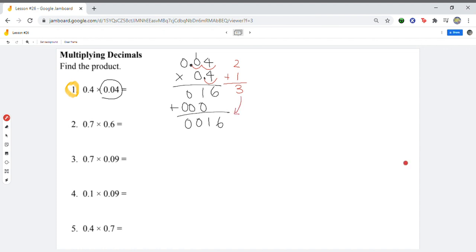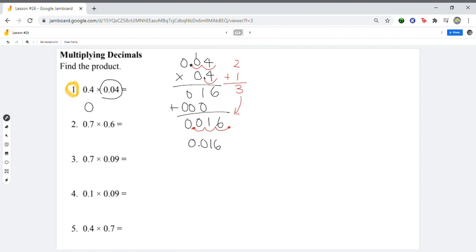So I'm going to have the decimal point over here. Right now, as of now, it's over here. And now I'm going to move it left 3 times because 2 plus 1 equals 3. That's how we're going to incorporate the 3. So once I move the decimal 3 times to the left, you will end up with 0.016, which is in fact your final answer.